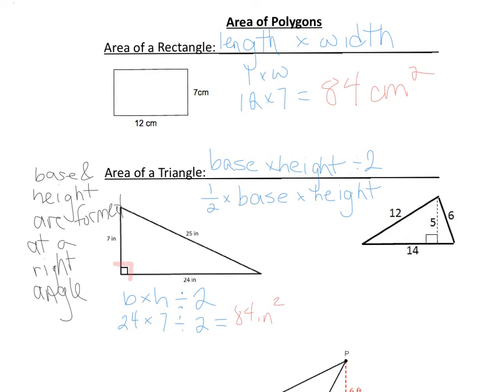Notice that on both of these, for area of a rectangle, area of a triangle, area is going to be squared for your units. The number is not squared, the units are squared.